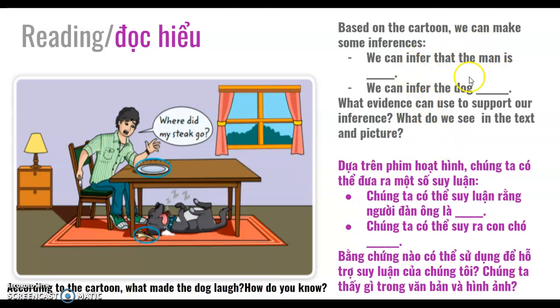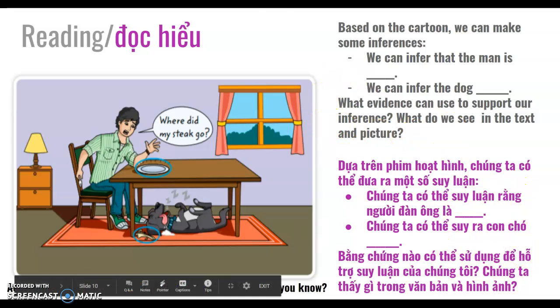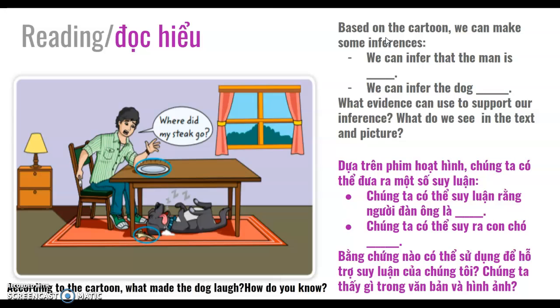All right. Based on the cartoon, we can make some inferences. So you may see a question like this. According to the cartoon, what made the dog laugh, and how do you know? You may see that kind of a question. So you may start this way. We can infer that the man is angry. One, we're going to use our background knowledge.